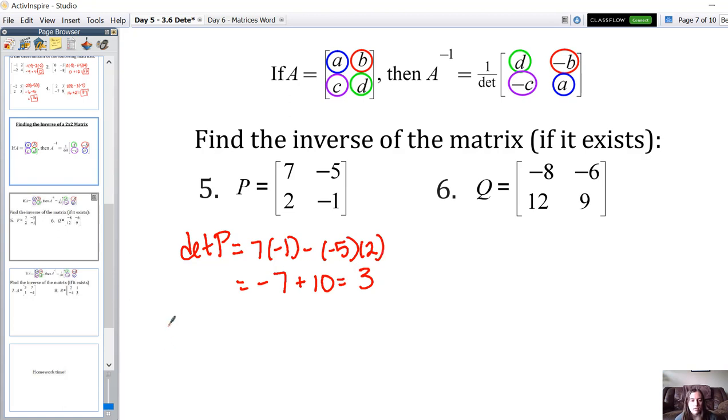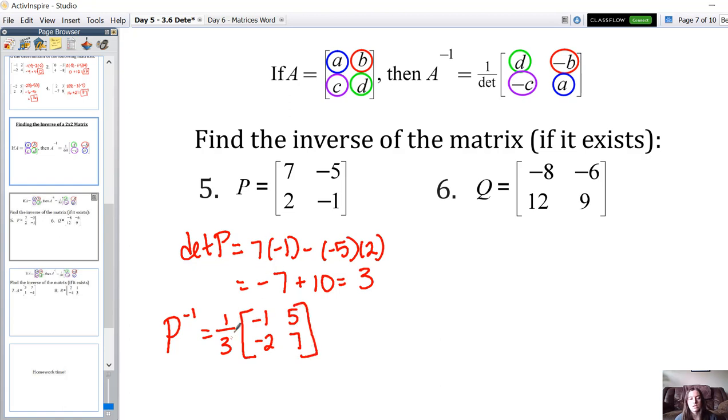Now to find the inverse, we use this notation with a -1 at the top. That's telling us the inverse of matrix P. We do 1 over the determinant times A and D switch places, so now we have -1 in the top left and 7 in the bottom right. B and C switch signs, so -5 becomes 5, and 2 becomes -2.